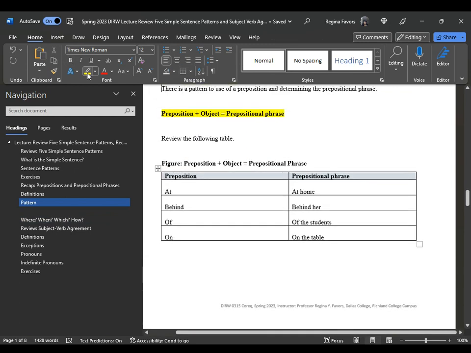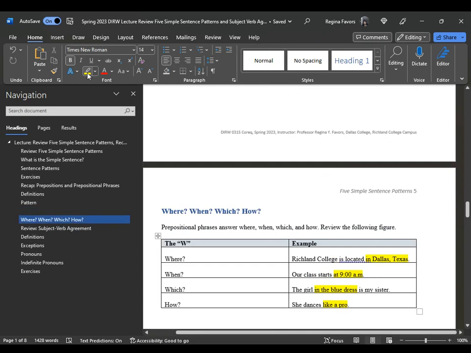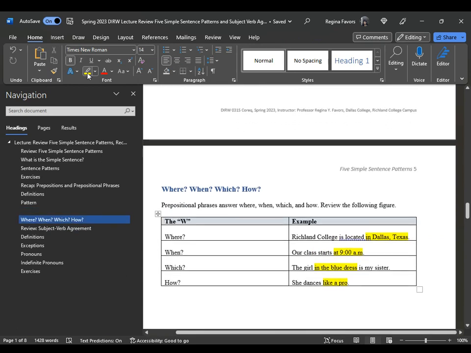So, and pay attention to prepositions always tell you the location of something. So, at, behind, of, and on, and then the object of the preposition would be home, and so then put them together, pair them together, at home, behind her, of the students, on the table, and that's your prepositional phrase. And then remember, also prepositions tell you where, when, which, and how. And so, where, when, which, how.